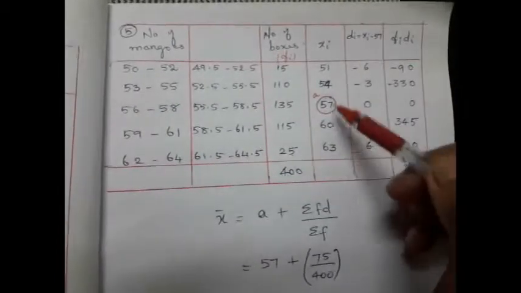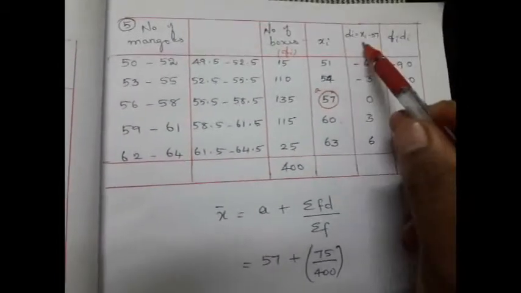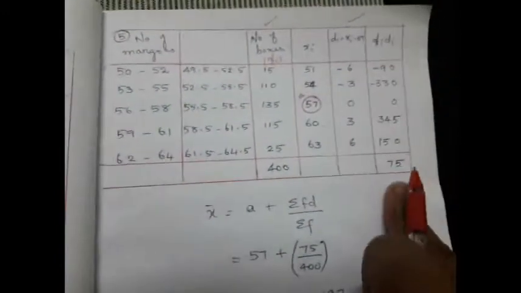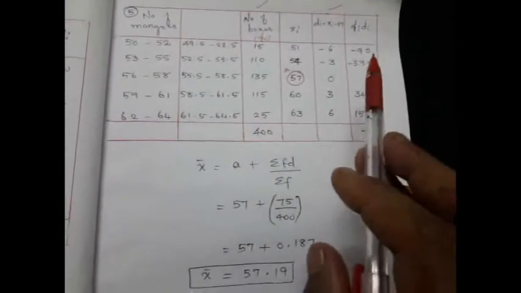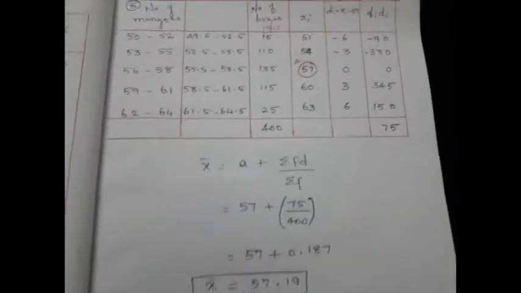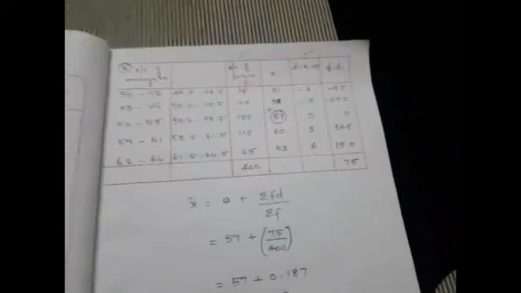After finding xi, fix your a, find your d, and then find fi di by multiplying fi with the di's. Find summation fi di and summation f, substitute in your formula, and you will get your answer. Except for this step, the remaining procedures are the same. In today's class, we have learnt how to find the mean for the given grouped data, and we have seen two methods: the direct method and the assumed mean method. Hope you understood. With this, let us wind up today's class.